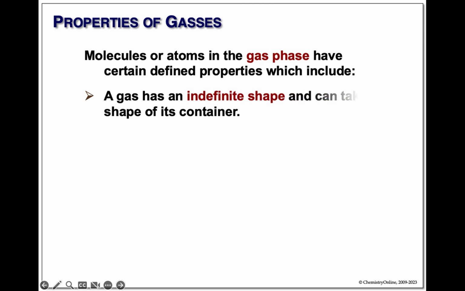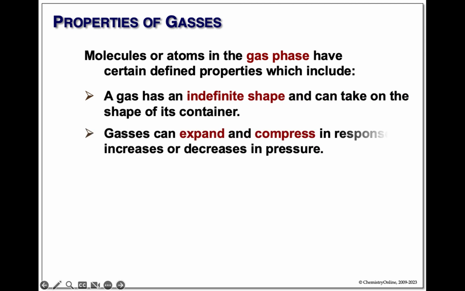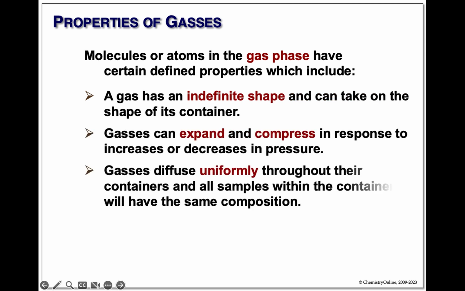To summarize what we know about atoms in the gas phase, it has an indefinite shape, takes on the shape of the container. Because there's so much room in between them, you can compress it, you can make the container bigger, that expands, and they diffuse rapidly and uniformly throughout the container. Samples from over here are the same as samples from over here. Any questions?